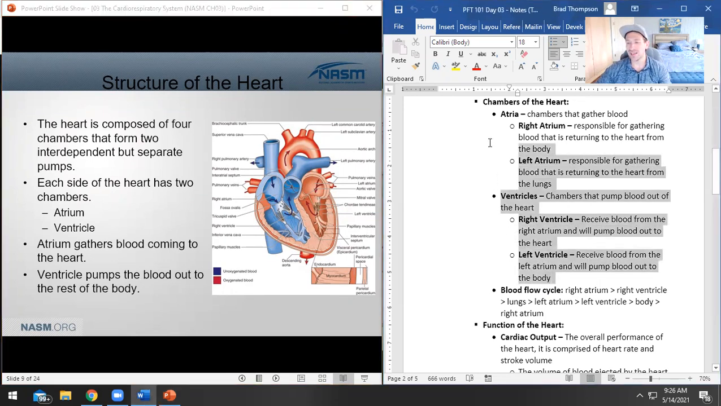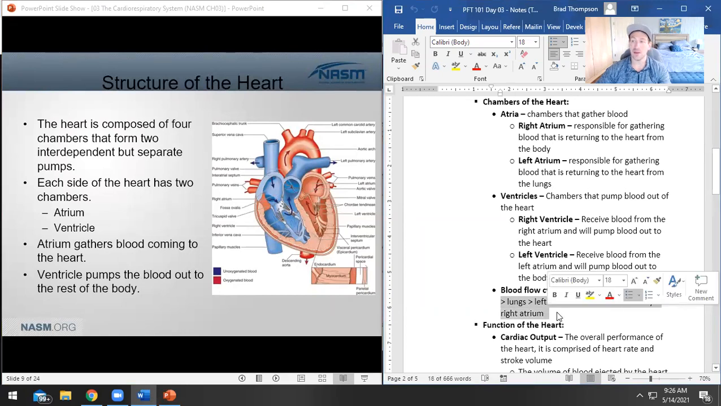So that is sort of how that whole blood flow looks. It goes right atrium to right ventricle to lungs, to left atrium, to left ventricle, to body, back to right atrium, and then it repeats.